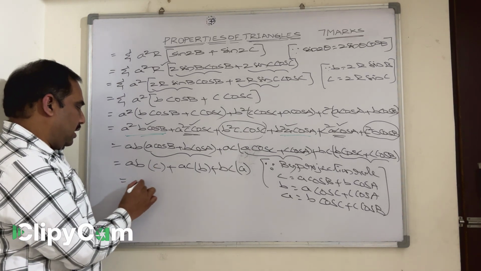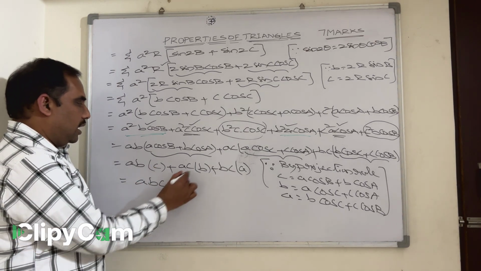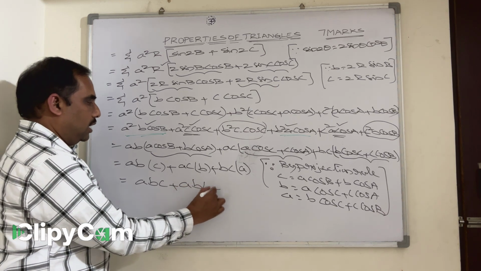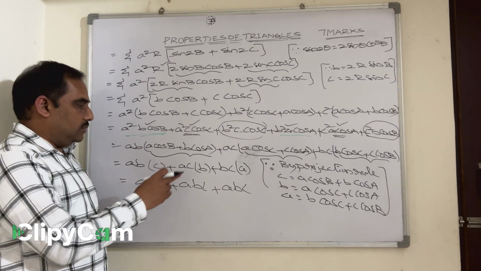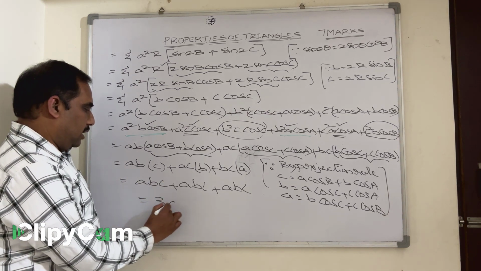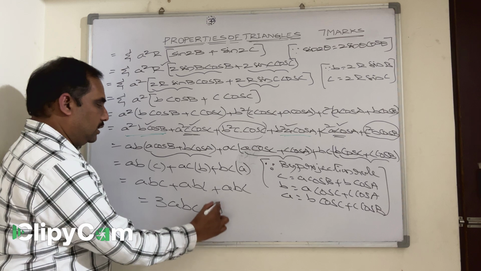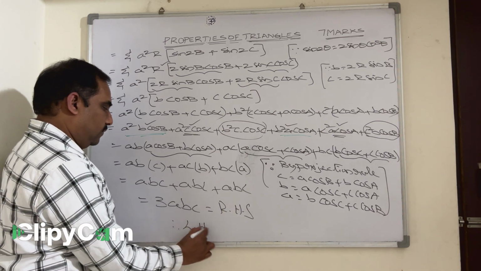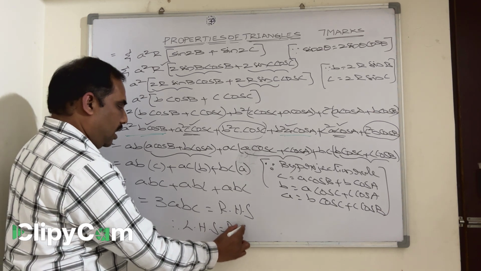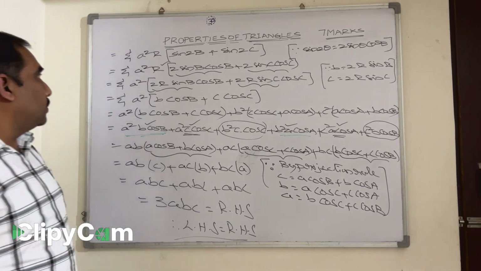Finally, what we get here: abc, and this is also abc, and this is also abc. So abc plus abc plus abc we get 3abc, which is only the RHS. This is what we have to prove. Therefore LHS is equal to RHS. So like this we can prove the solution.